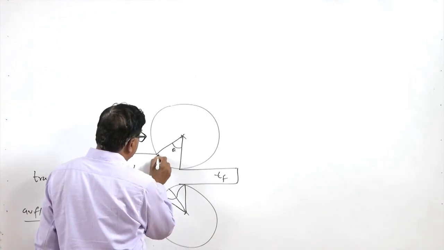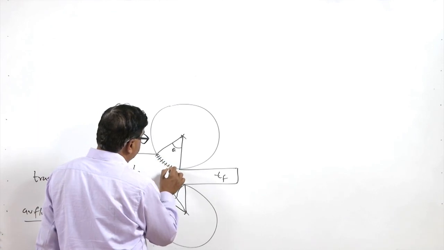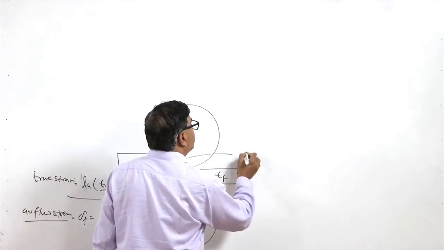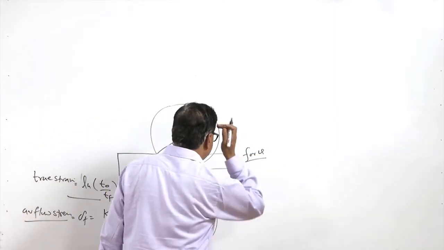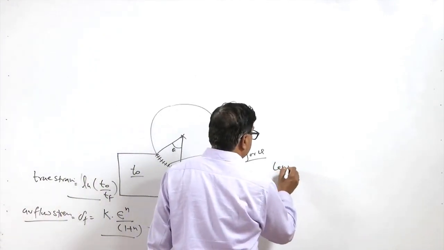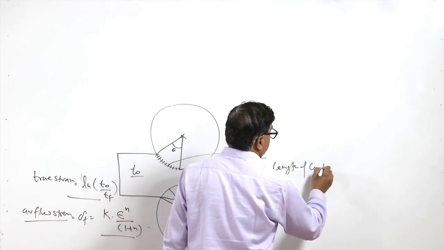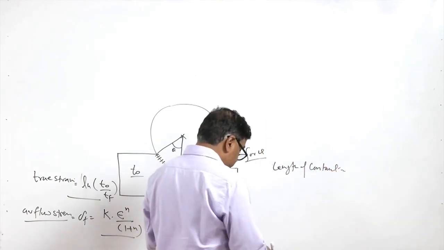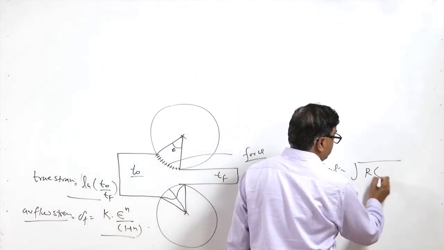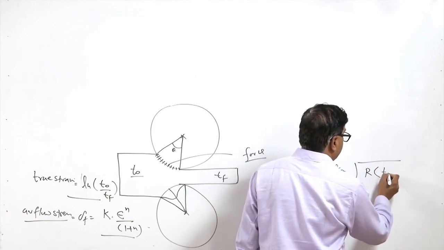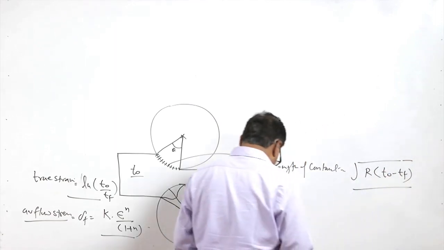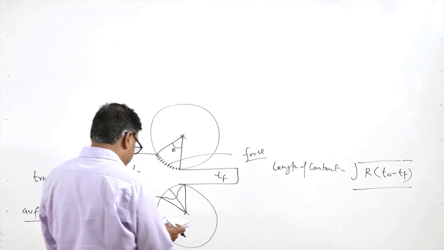And if we have to determine the contact length, that is, the length of contact between the rollers and the metal, which will govern the force to be applied for the given flow stress, it can be obtained using a simple equation. R is the roller radius, multiplied by T naught minus Tf, and the square root of this can be used for calculating the contact length.